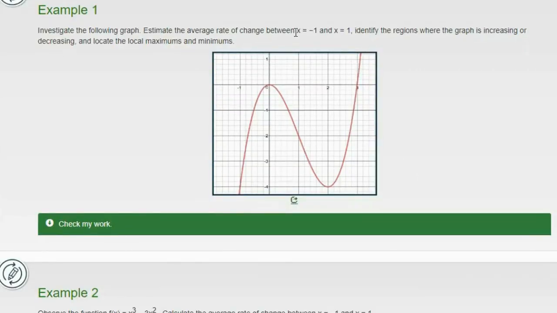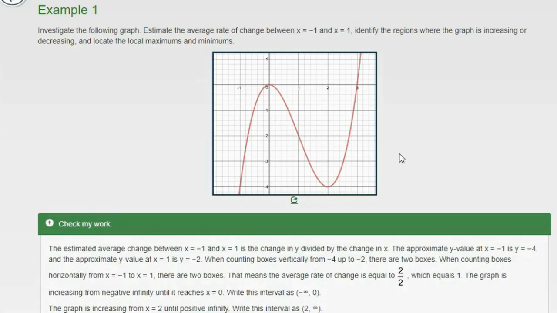Average rate of change between x equals negative 1 and x equals 1. At negative 1, way down here, it's at negative 4. At 1, it's up at negative 2. So it rises 2 and runs 2. That's got a slope of 1 between those 2 points. Check your work.